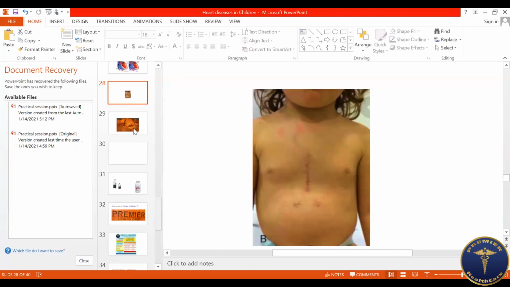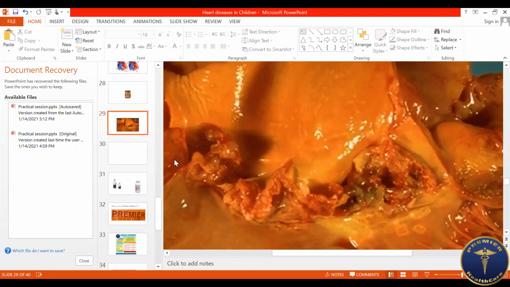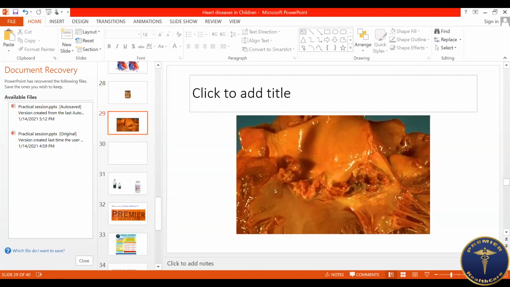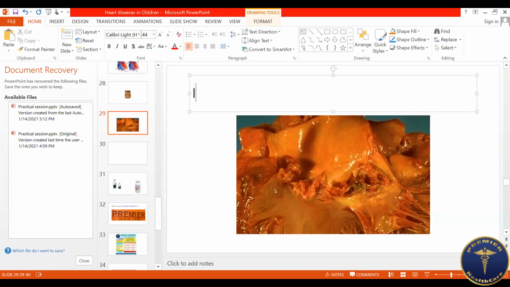Now, if you look at this one, this is an acquired heart disease. What is the name here? This is infective endocarditis. What you see here are vegetations.